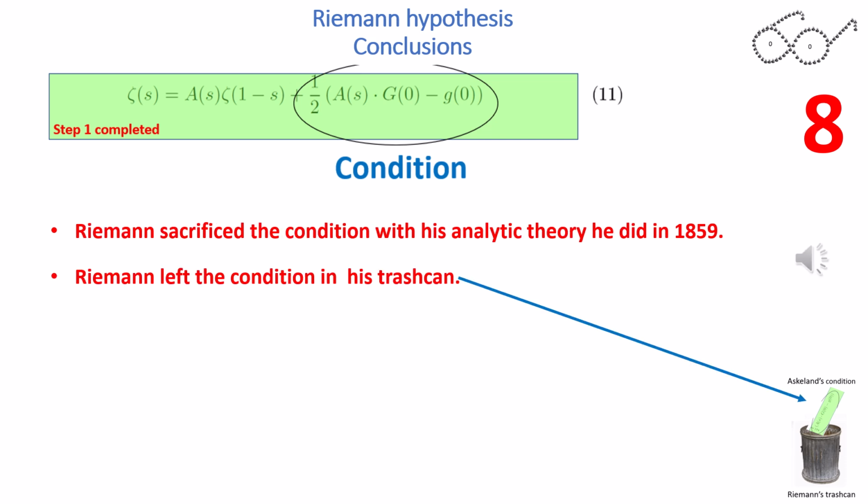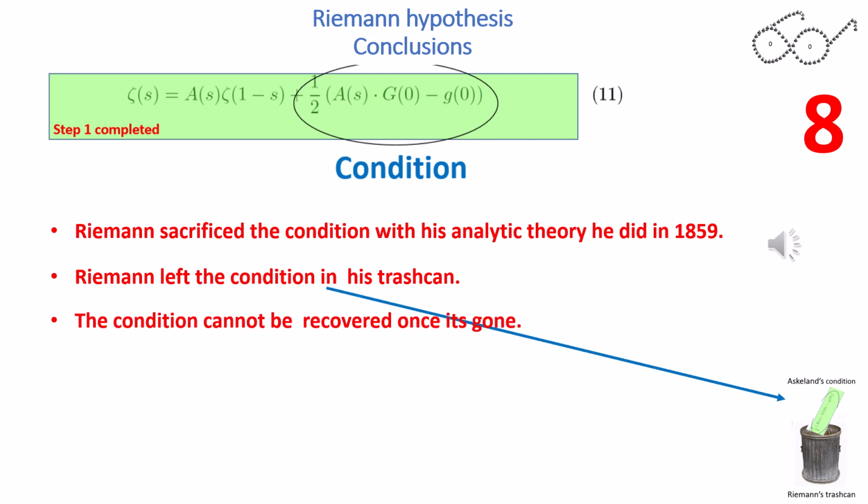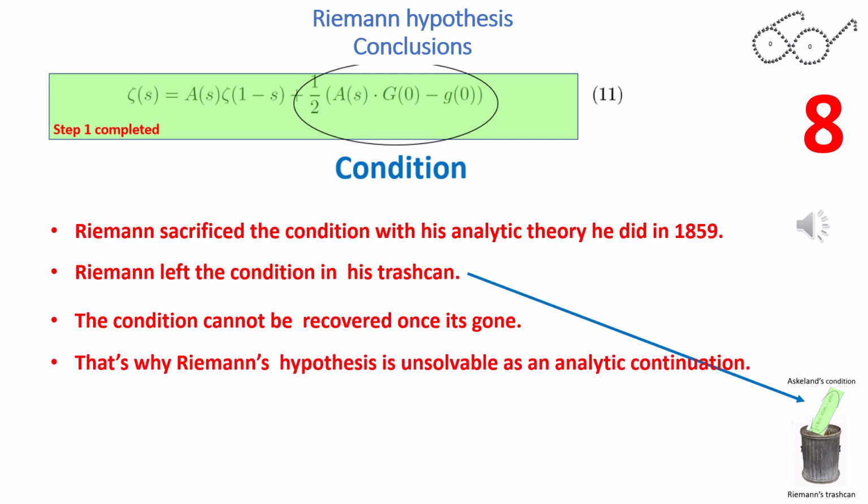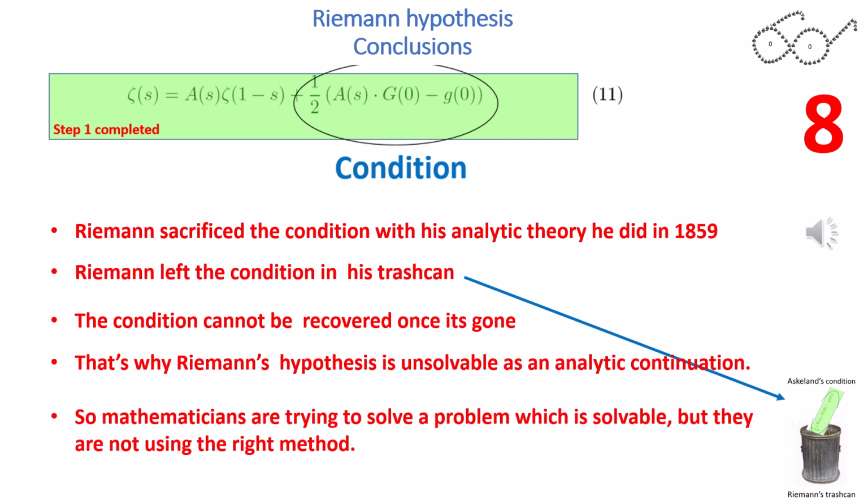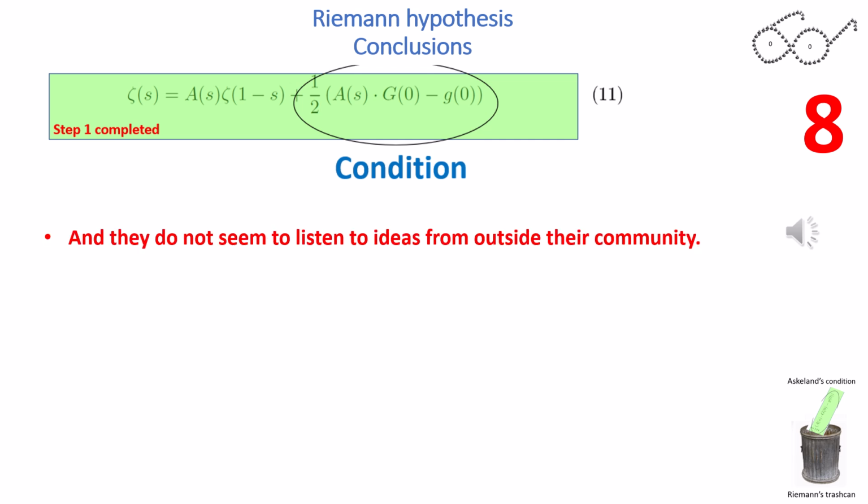Riemann left the condition in his trash can. The condition cannot be recovered once it's gone. That's why Riemann's hypothesis is unsolvable as an analytic continuation. So mathematicians are trying to solve a problem which is solvable, but they are not using the right method. And they do not seem to listen to ideas from outside their community.